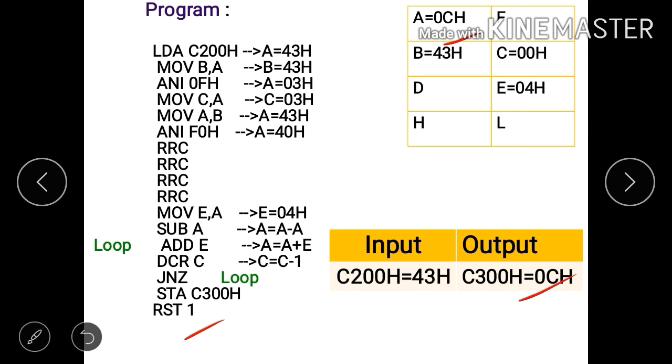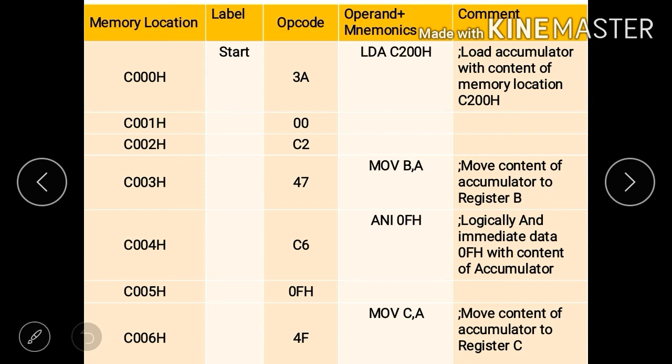We have to write our program in table format. So the first column is memory location. Our location starts with C000H, label start. Then opcode. Opcode is a machine language code. Next is operand and mnemonics. You can write operand and mnemonics separately. The next is comment. In the comment section you have to write comments for all the instructions, and it is compulsory to write a semicolon in front of all comments.